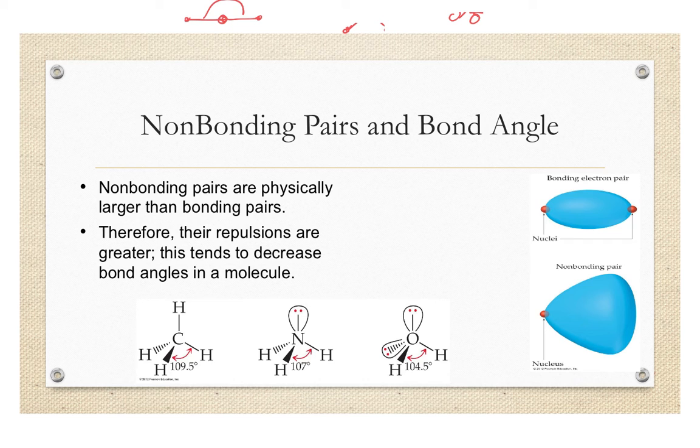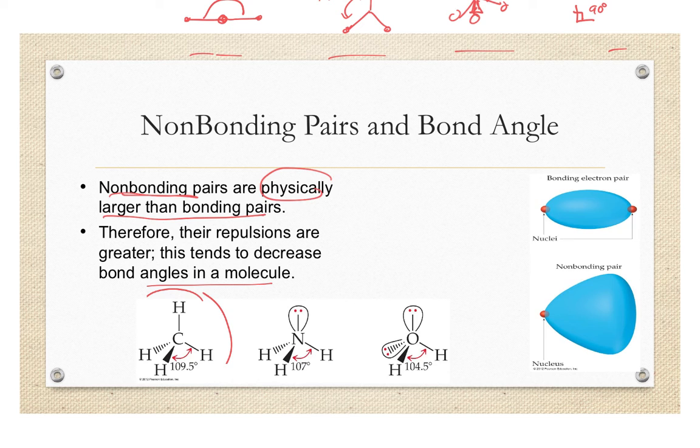Okay, and again, as I said, sometimes you need to know the 90-degree angle ones as well that happen in trigonal bipyramidal or octahedral. But as long as you know that those are the standard bond angles, those are ones that you're going to need to understand. Now if a molecule has a non-bonding pair, those non-bonding pairs are physically larger than bonding pairs. They take up more space. As a result, their repulsions are greater and they tend to decrease the bond angles in a molecule. So here we have a standard tetrahedral, which has 109.5.